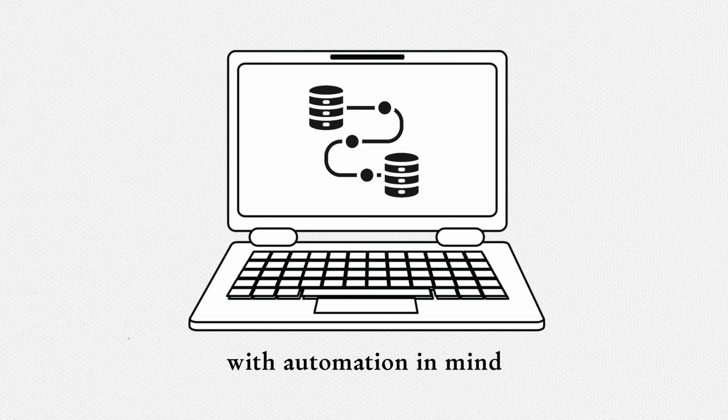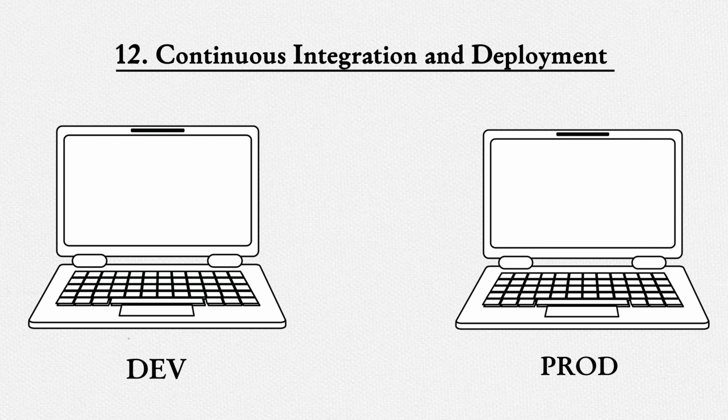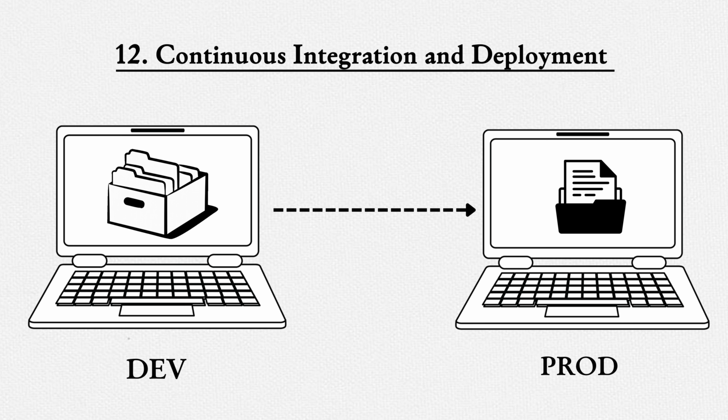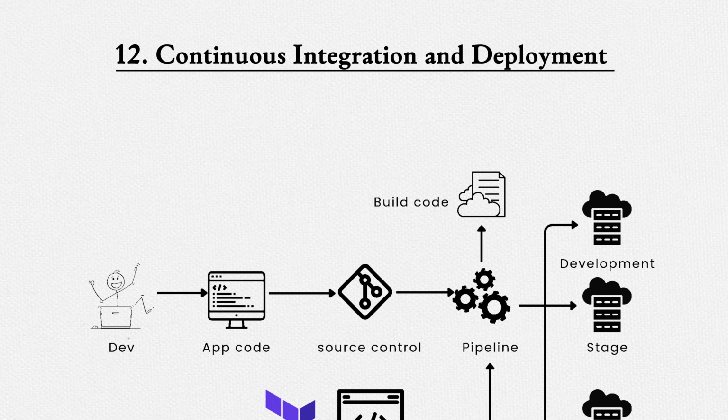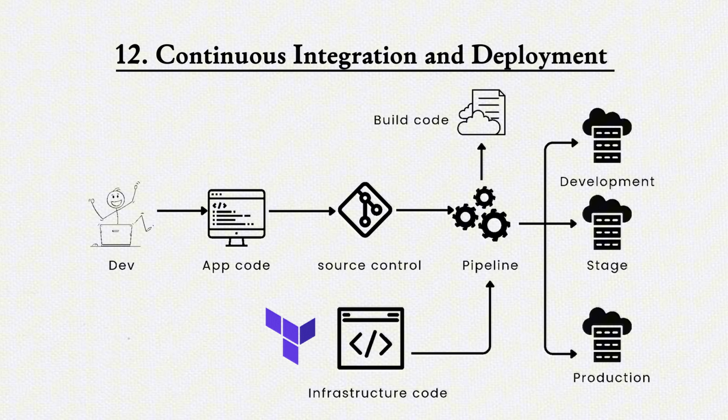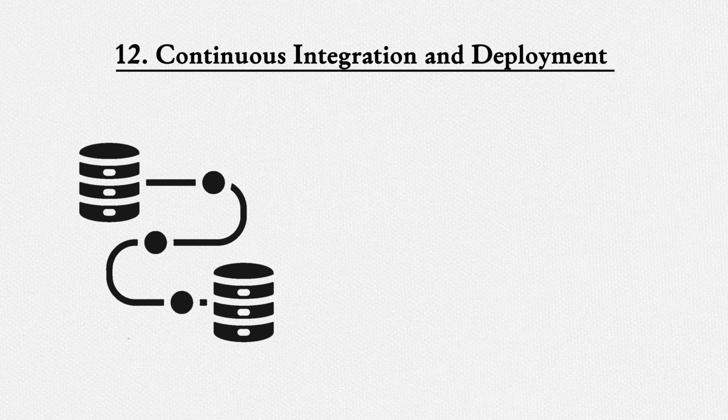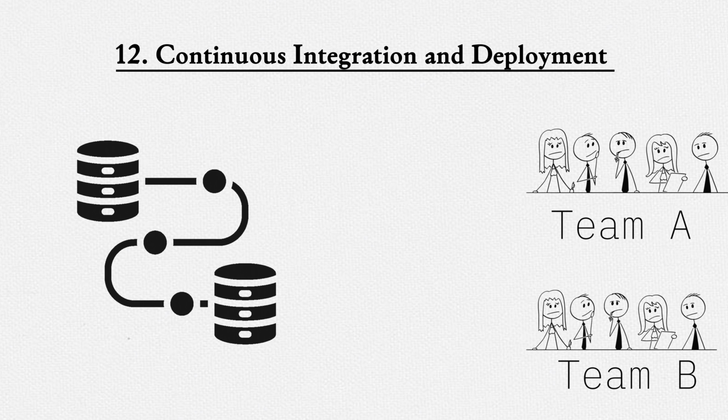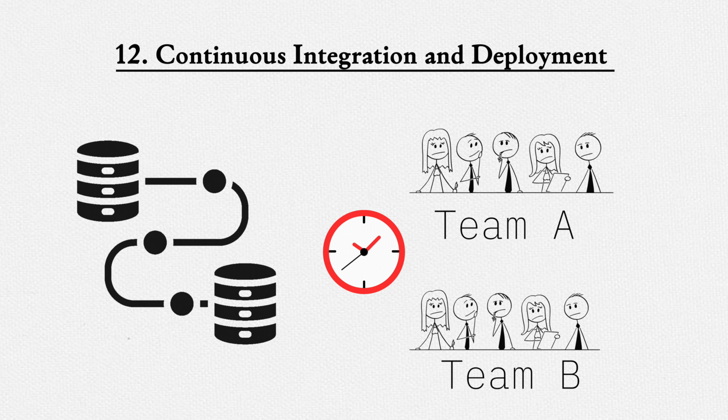Modern systems are also designed with automation in mind. Continuous integration and deployment pipelines allow changes to be tested and released frequently. Infrastructure is defined as code, making environments reproducible and scalable. Automation reduces human error and enables teams to respond quickly to changing demands.